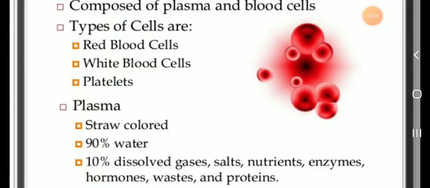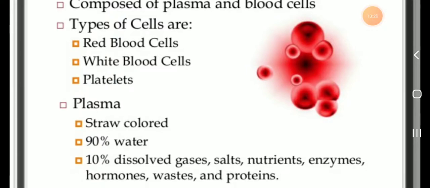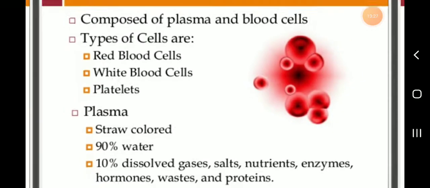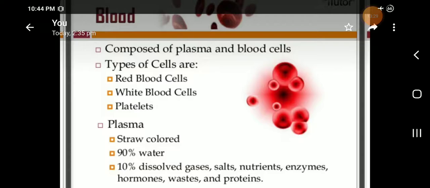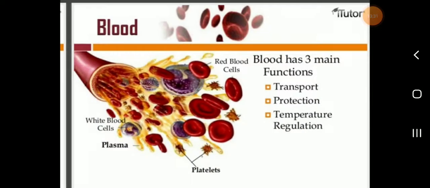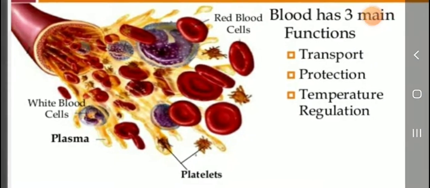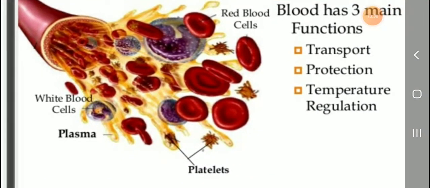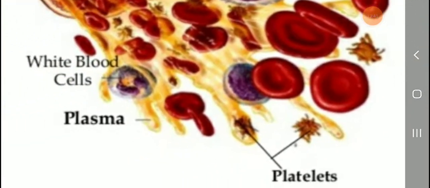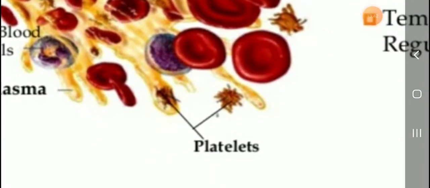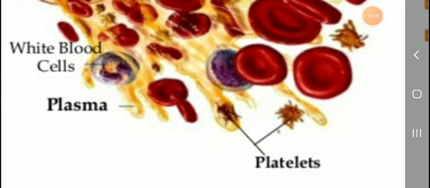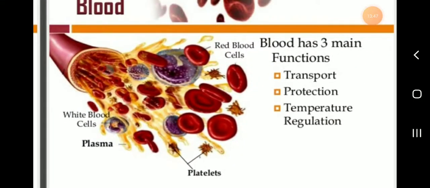Plasma. Straw colored, 90% water, 10% dissolved gases, salts, nutrients, enzymes, hormones, wastes and proteins. And then, listen, components of blood: this is the red blood cells, white blood cells, plasma, yellow in color, see the picture, plasma, then platelets.